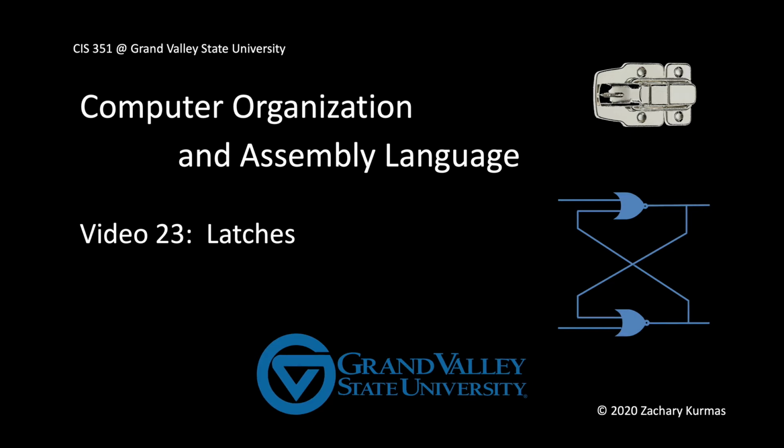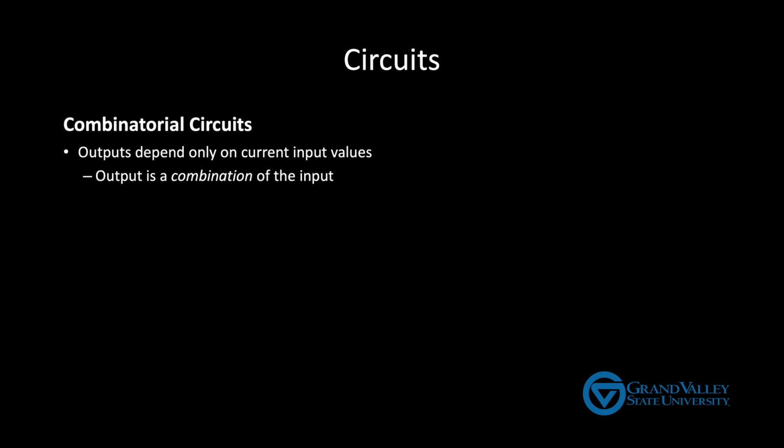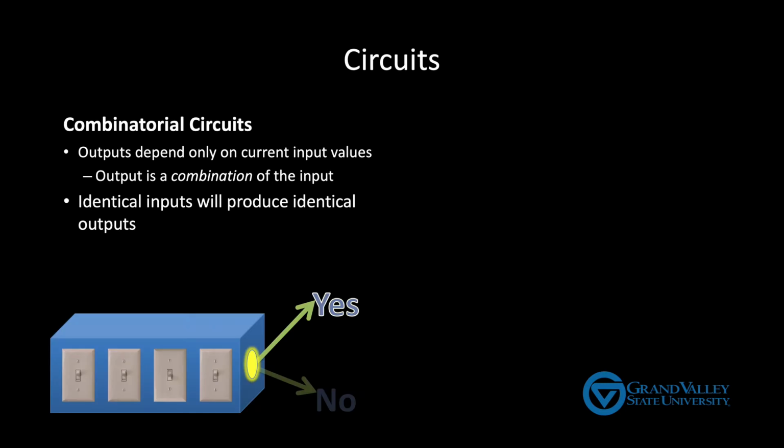This video discusses latches. Up till now, our focus has been on combinatorial circuits. The key feature of combinatorial circuits is that the outputs depend solely on the current value of the inputs. In other words, the output is a combination of the input. This means that for any specific input, the circuit will always produce the same output. For example, when you put 13 into the is prime circuit, the answer is always yes.